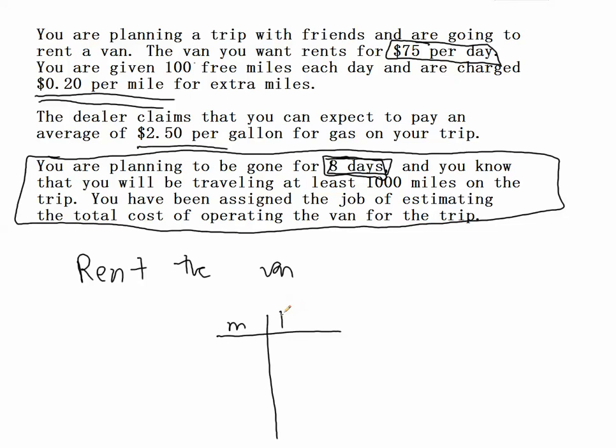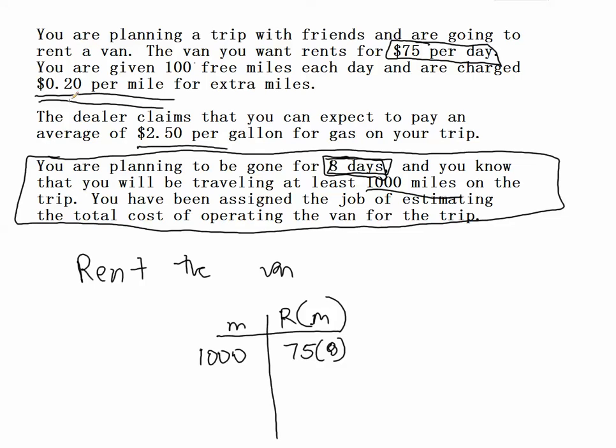Okay, but we're going to call this the total rent as a function of the number of miles. So the rent will depend on the miles. So let's just say we know we're going to drive at least 1,000 miles, so I don't even want to consider anything less than that. If I drive 1,000 miles, how much is that going to cost me to rent the van? Well, it's going to cost me $75 per day times the number of days that I have the van for. So that's going to be my rental fee.